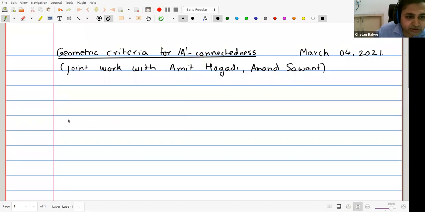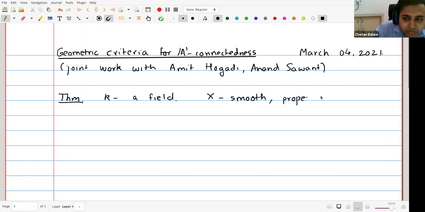So the main result that I would like to prove is the following. Let K be a field, and let X be a smooth proper variety over K. We assume that X is A1 connected, and let n be an integer, sorry, strictly greater than 0. It's a positive integer.